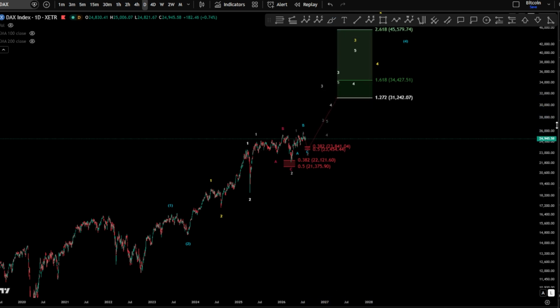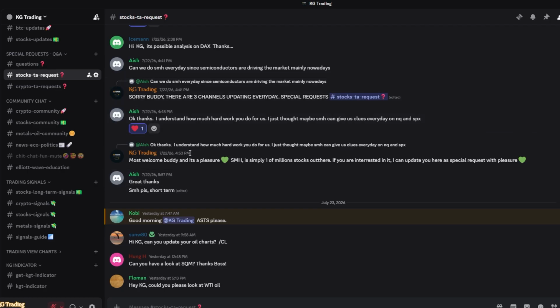So this is regarding DAX. We'll see, of course, what's gonna happen next. So that was it for the German index.